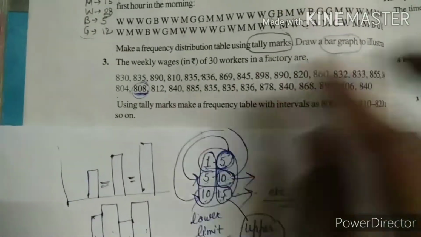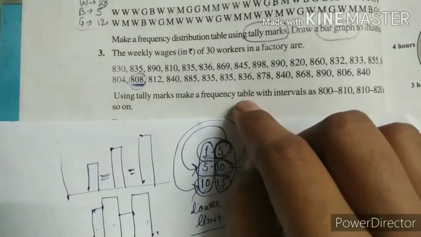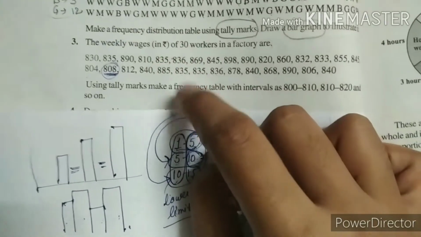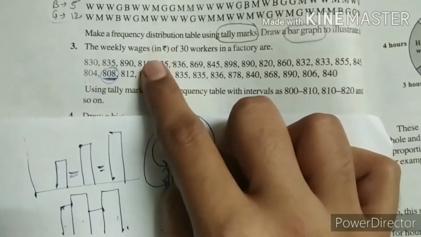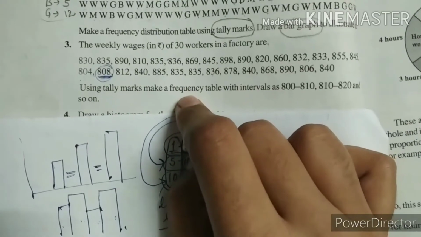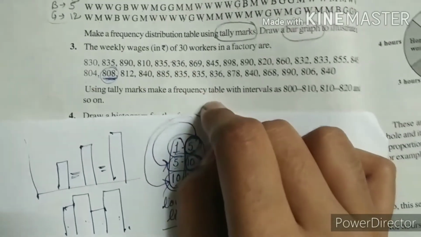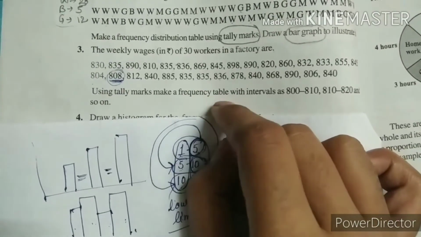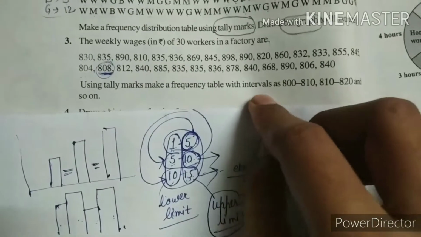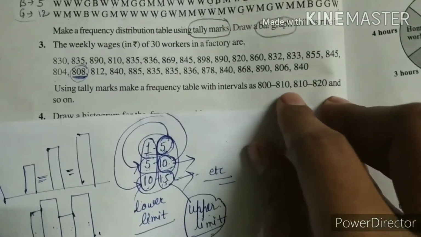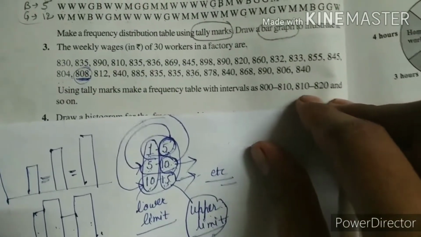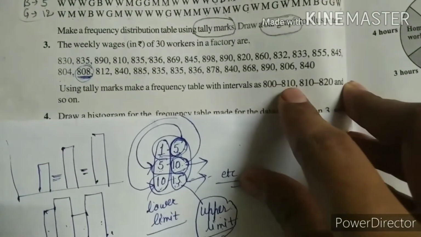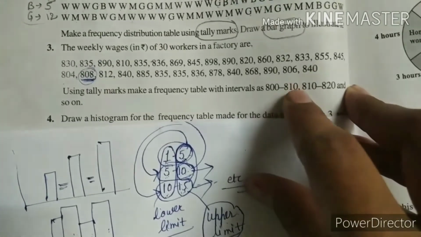Okay, using tally marks, make a frequency table. A frequency table means the number of workers. Whatever number of things is given in the question, that table is called a frequency table. So we have to draw a frequency table, using tally marks, with the interval as 800 to 810, 810 to 820. It means they gave us an interval, and that interval is called a class interval.